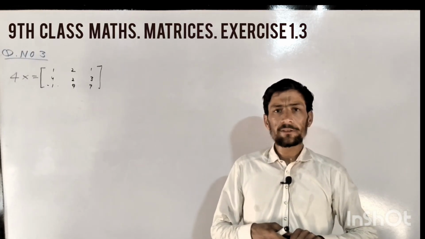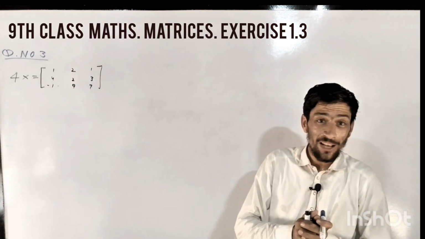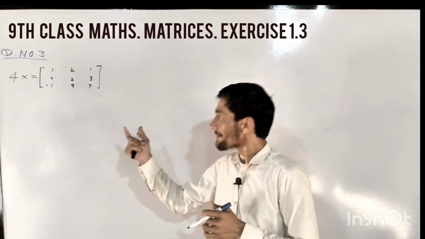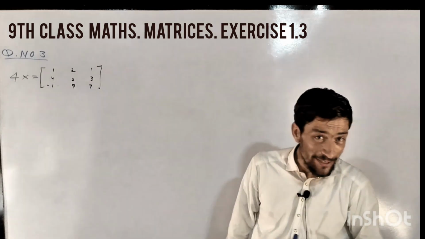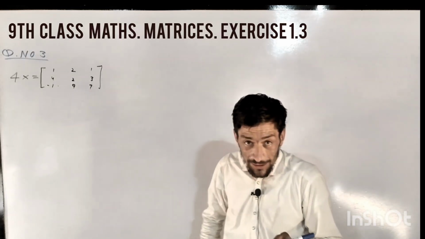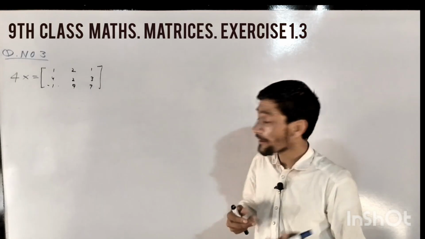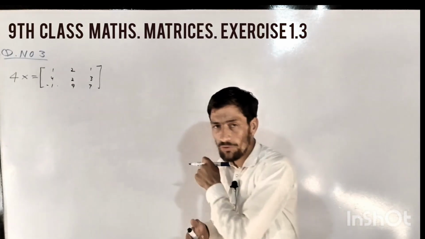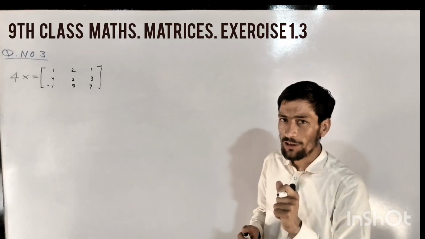So, dear student, this is question number 3. It's also a tricky question: 4x is equal to the matrix [1 2 1; 4 2 3; -1 9 7]. What will be the value of x? We will divide by 4 on both sides, and after that we will find the value of x. It is easy, not that difficult. Let's see.